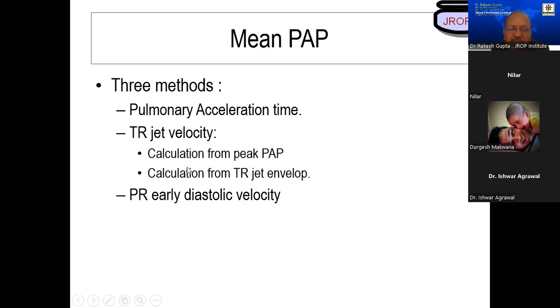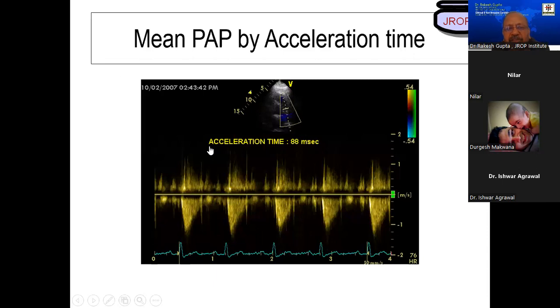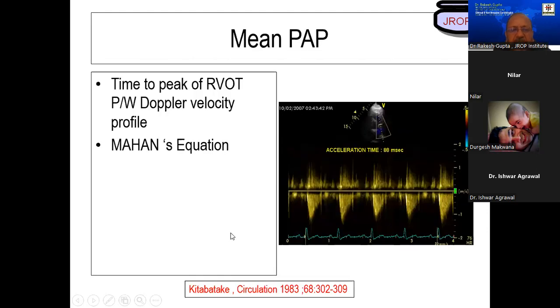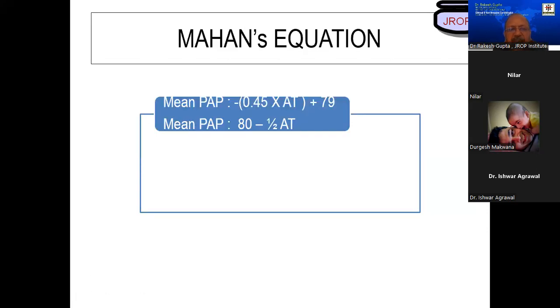At your level, this is the best method which I'll advocate, but I'll show you all three of them one by one. Here is the pulmonic flow velocity or RVOT flow velocity. By keeping a sample volume in the RVOT, we get a rapid acceleration and shorter deceleration time. So we measure the time from onset to peak, that is known as acceleration time. 0.45 into acceleration time plus 79 will give rise to a mean pulmonary artery pressure.